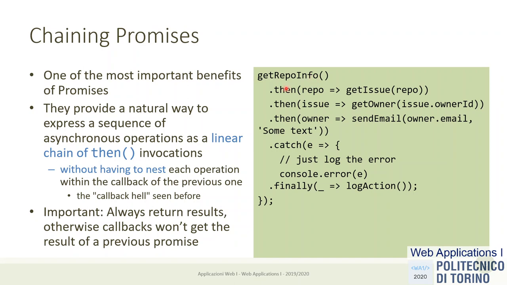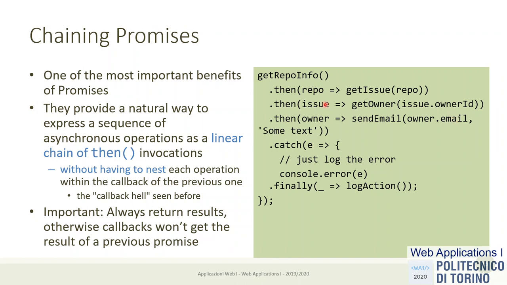This is again one of the aspects that are quite strange or difficult to understand at first sight, but then it's very powerful, because we can get a promise here and then specify what happens when this promise is executed, and then when this action is completed, we can do a second action. When this second action is completed, we can do a third action, and so on.